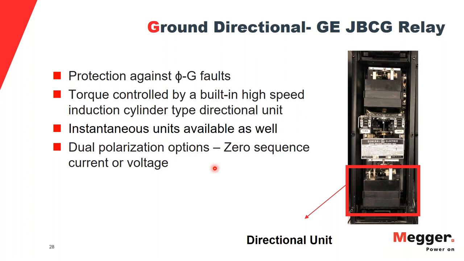But the whole idea about this ground directional relay is that the directional unit can have dual polarization options, meaning that I can either choose a zero sequence current as my polarizing quantity for this unit, or I can choose zero sequence voltage as the polarizing quantity. So it gives you an option of choosing any one of them depending on your system parameters. Sometimes zero sequence current polarization is better, sometimes zero sequence voltage is better.